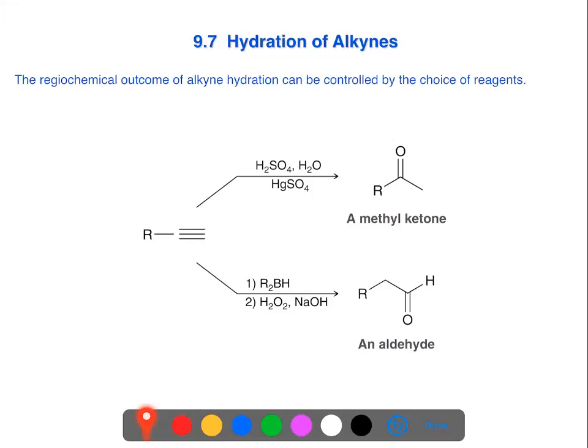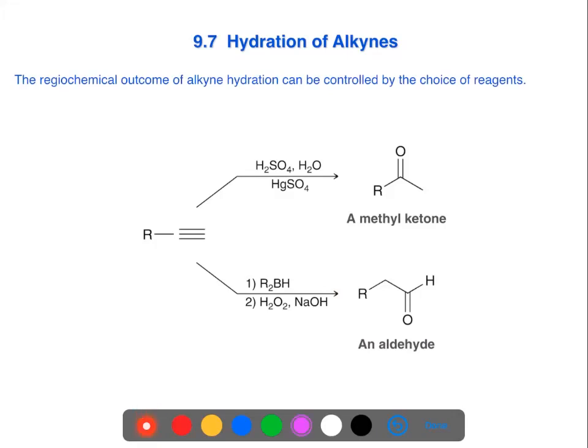Now, under hydroboration oxidation conditions, the opposite occurs, that we have anti-Markovnikov addition, if you will, in which the original hydroxyl group of the enol will end up at this location, and then following base catalyzed tautomerization, we end up with the aldehyde. So from a terminal alkyne, this is what we will observe.